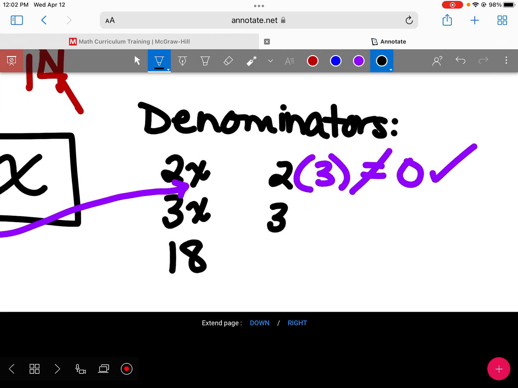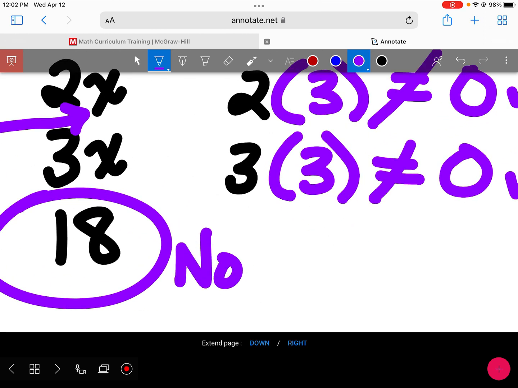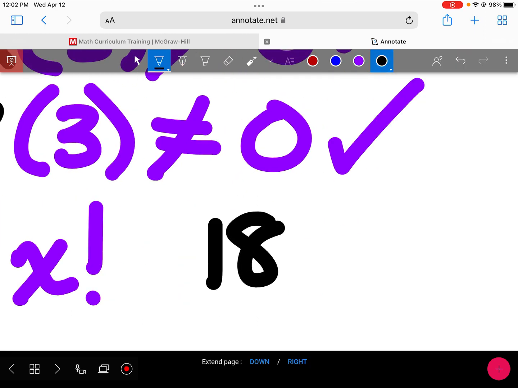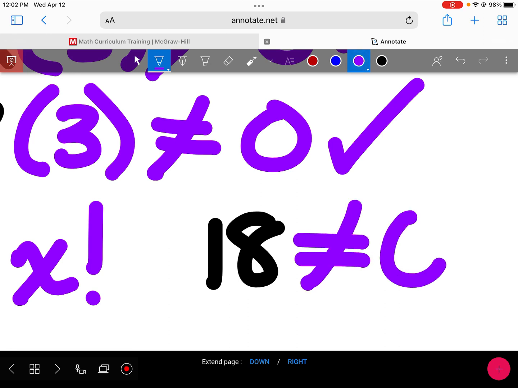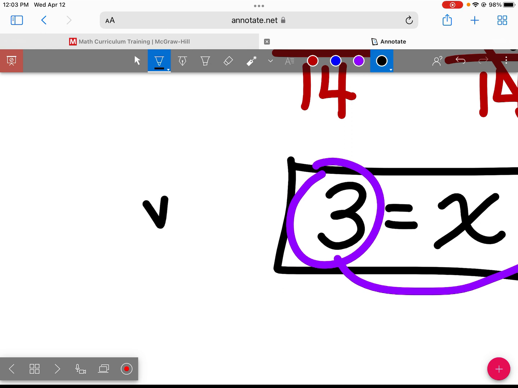Then I have 3. I'm going to put 3 in the place of x. Is that equal to 0? No. Cool. Where do I put the x here? Is there an x there? No x. Yep. Is 18 equal to 0? Nope. 18 not equal to 0. Cool. What does that mean about my answer? It is valid.